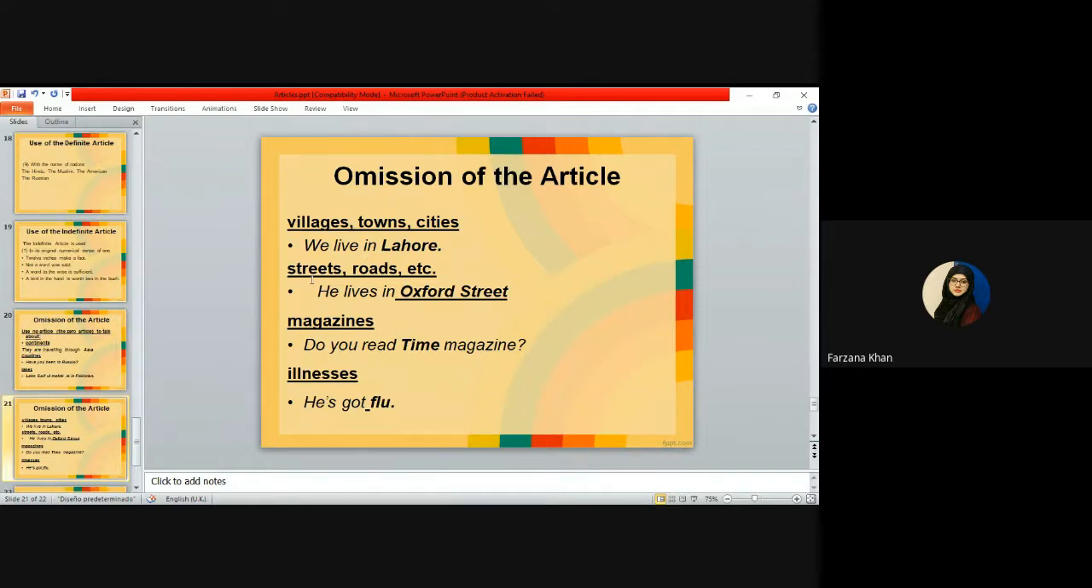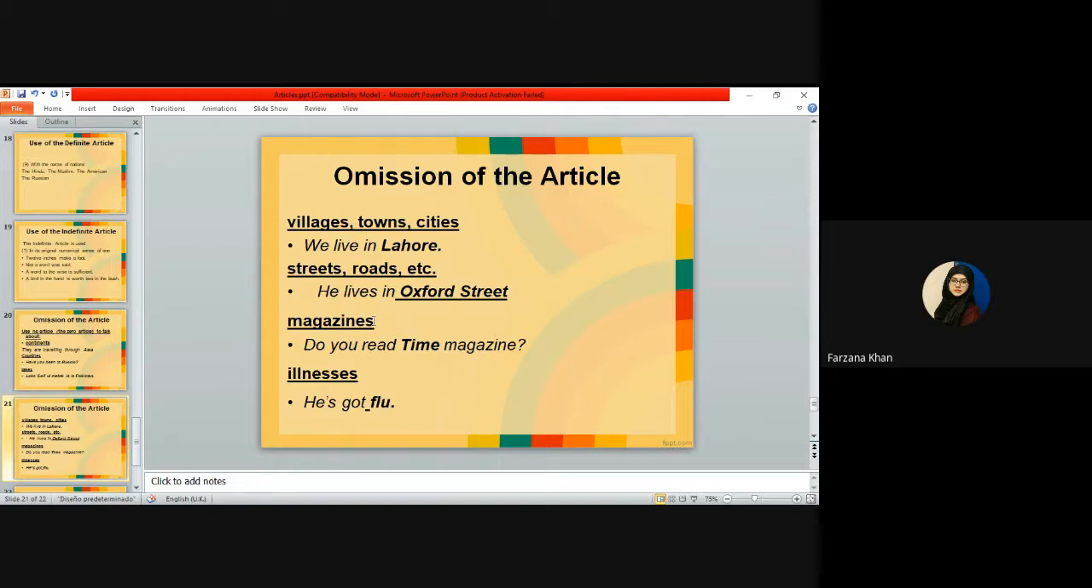Well, with the names of streets and roads, you always need to avoid the use of articles. There will be zero article with the names of streets and roads. For instance, here you can see, he lives in Oxford Street. So it's the name of the street. There is no need to add any article here.